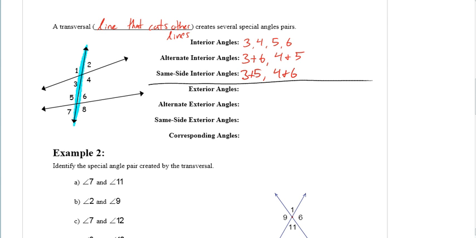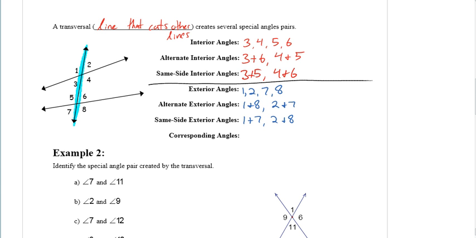So exterior angles are going to be outside those two lines. So you have 1, 2, 7, and 8. Those are all outside. Alternate exterior would mean that they have to alternate over the transversal and they're exterior. So you could have like 1 and 8 and 2 and 7. They alternate over it and they're outside the two lines. Same side exterior means, okay, we're on the same side of the transversal and we have exterior angles. So it would be 1 and 7 and 2 and 8.